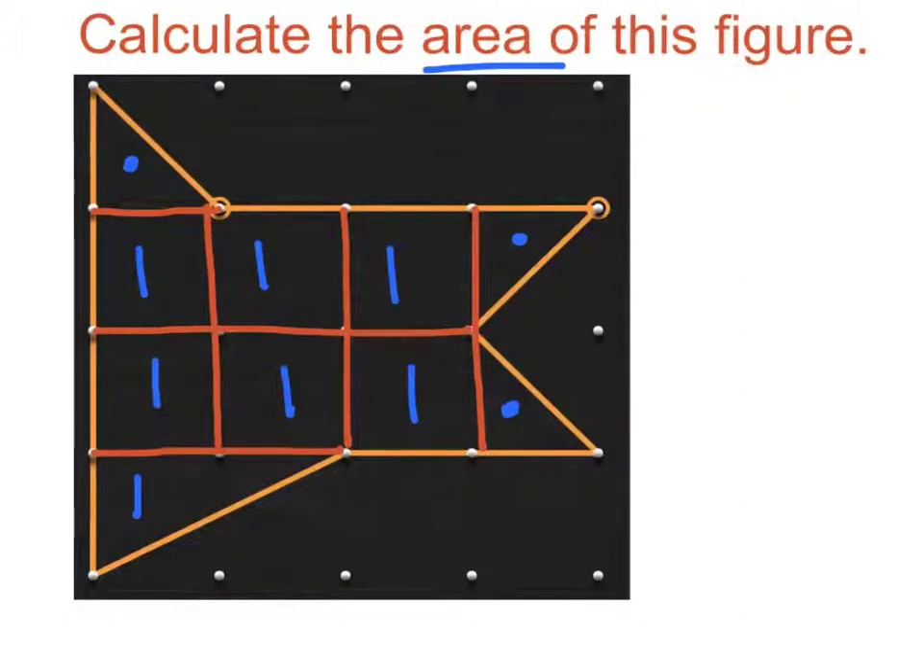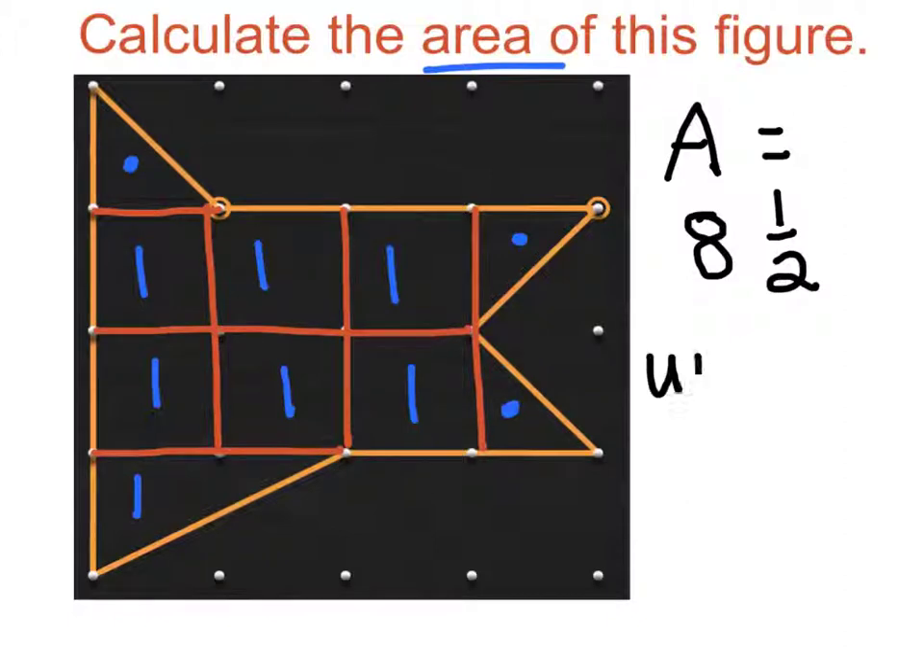We can now total the individual units. 1, 2, 3, 4, 5, 6, 7 and a half, 8, 8 and a half. So the area of this figure is 8 1/2 units squared.